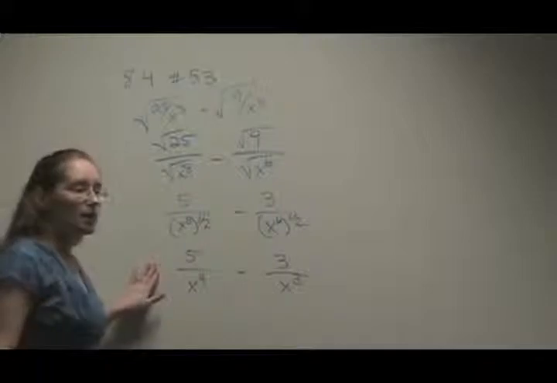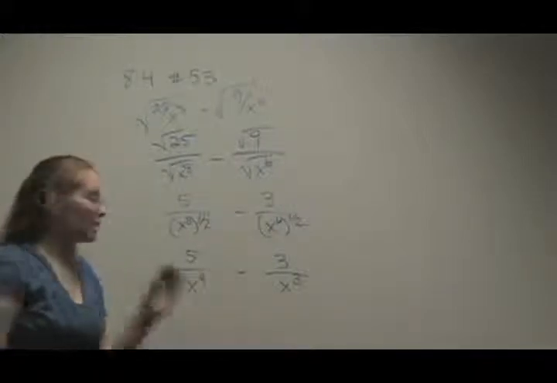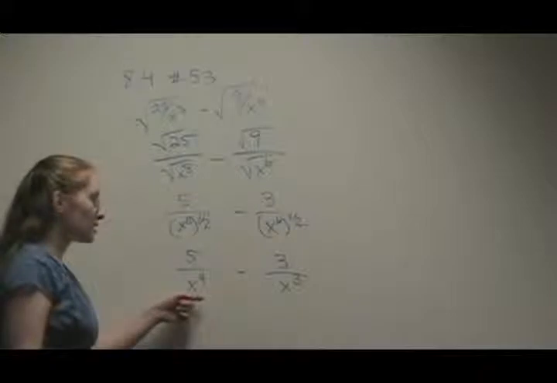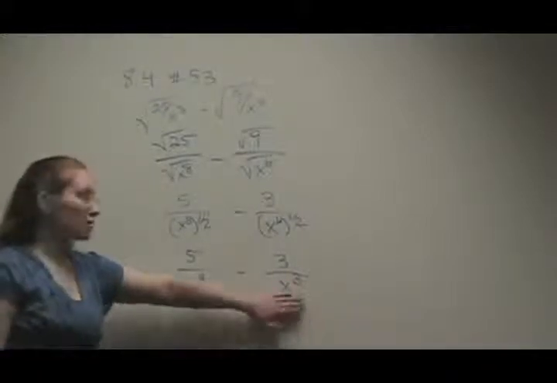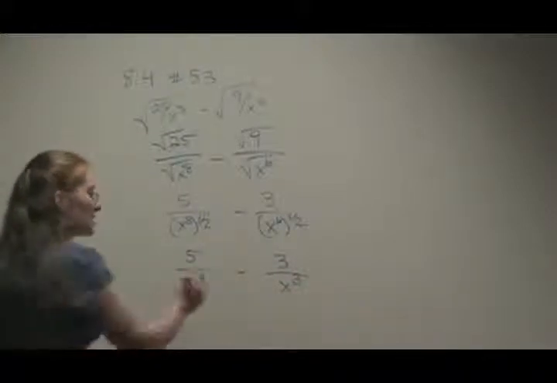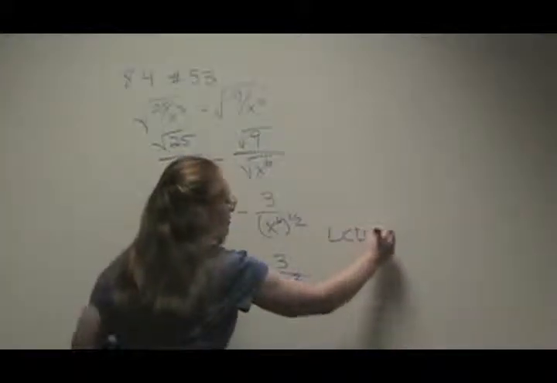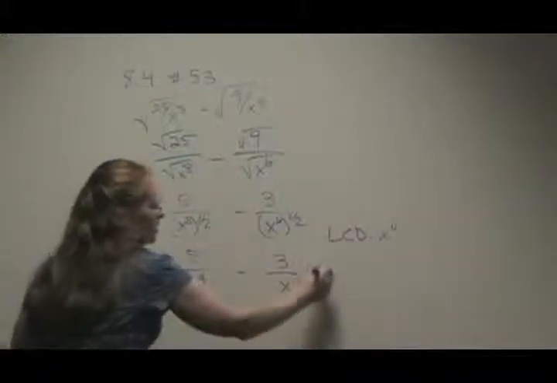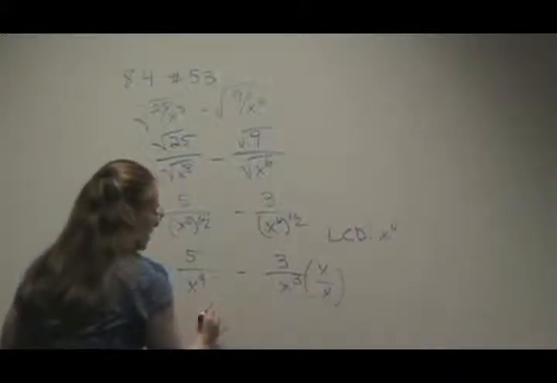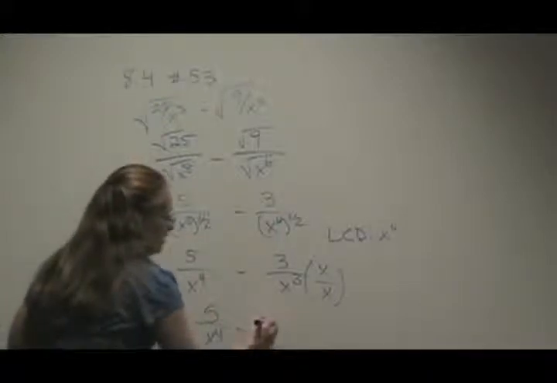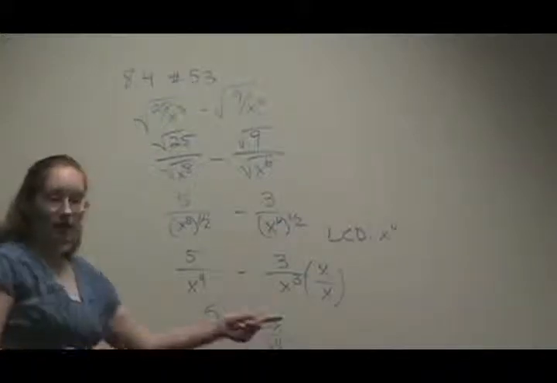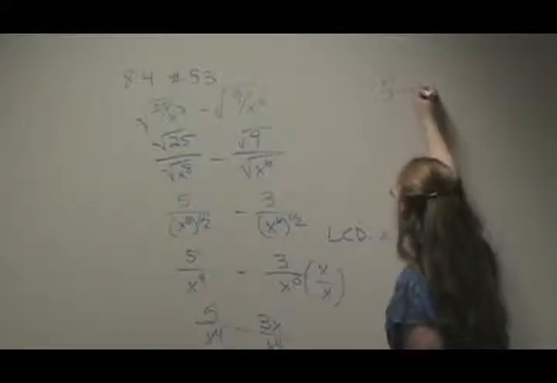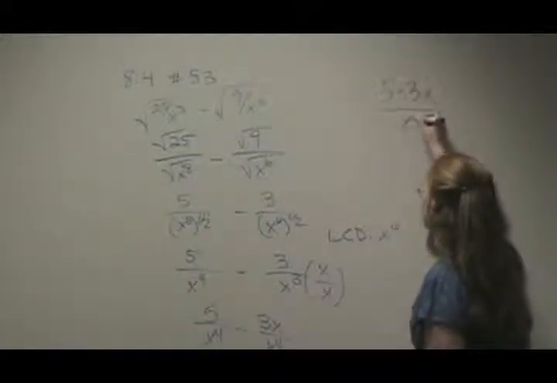Now, here, I just have a rational expression, and I need to get a common denominator. So what's the common denominator with x to the 4th and x to the 3rd? Well, I can just multiply by an extra x over here, and use an LCD, a common denominator, of x to the 4th. So here I'm going to multiply by x, so I have 5 minus 3x over x to the 4th. Now I just subtract across, the denominator stayed the same, so what's my answer? My answer is going to be 5 minus 3x over x to the 4th.